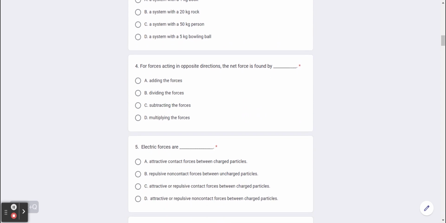Number 4, for forces acting in opposite directions, the net force is found by A, adding the forces, B, dividing the forces, C, subtracting the forces, D, multiplying the forces. 5, electric forces are A, attractive contact forces between charged particles, B, repulsive non-contact forces between uncharged particles, C, attractive or repulsive contact forces between charged particles, or D, attractive or repulsive non-contact forces between charged particles.